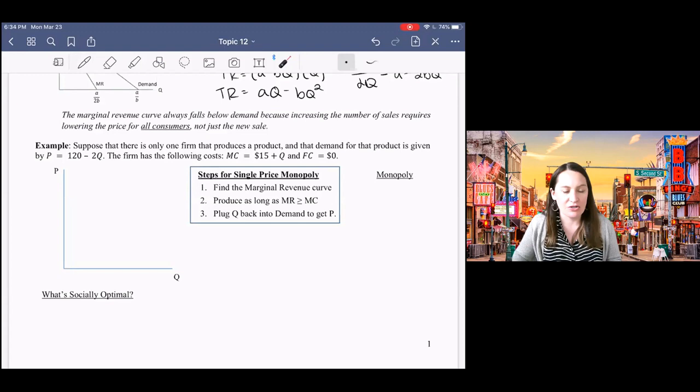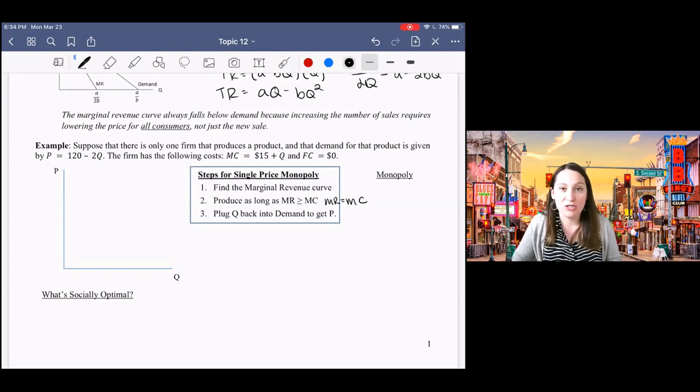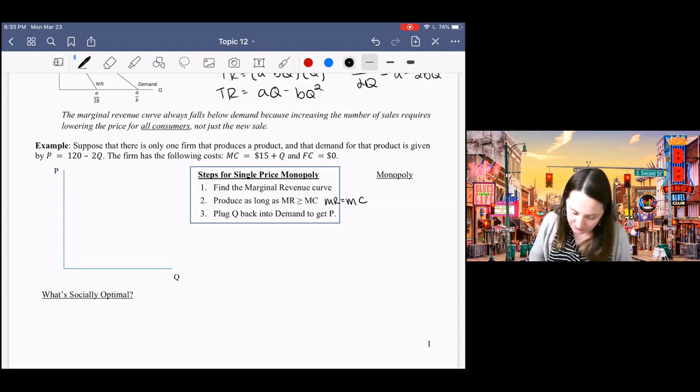Now we're going to find the marginal revenue curve. We're going to find the firm's profit maximizing quantity. That will be given by the point where marginal revenue is equal to marginal cost. And then we're going to find the price that the firm will charge in order to maximize its profits by plugging the quantity back into the demand curve to get the price. All right, so let's go step by step through this problem.